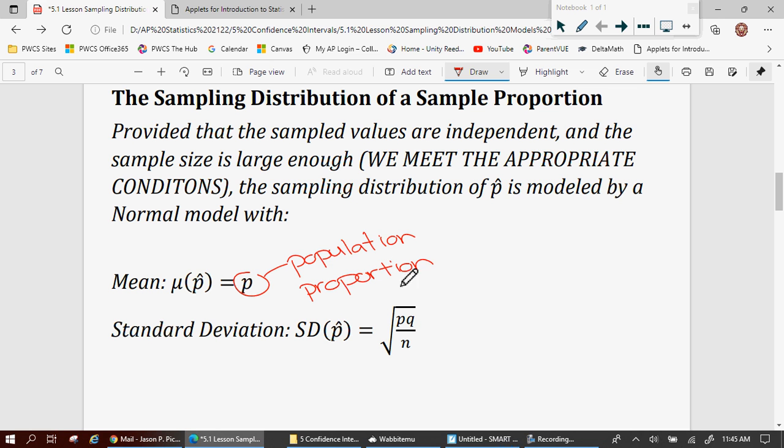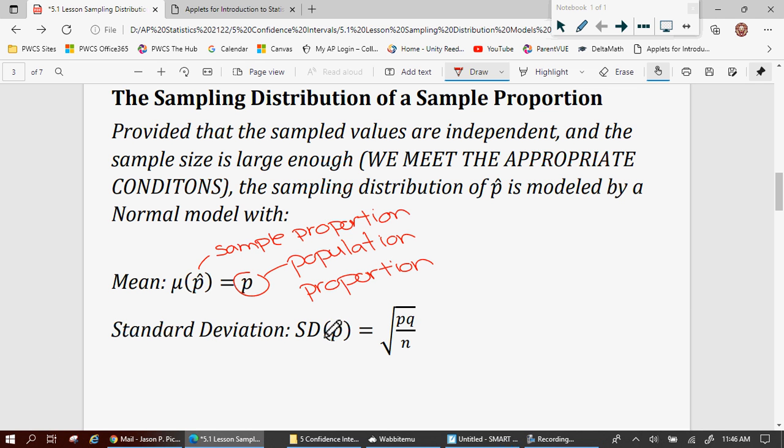We've got to be careful here with our letters. P with no hat means population proportion. P with a hat, that is a sample proportion. So much like we had a hat on our prediction equation when we did linear models, because it's an approximation. A sample proportion is an approximation of a true proportion. So we put a hat on it just to say, hey, that's not exactly what it is.